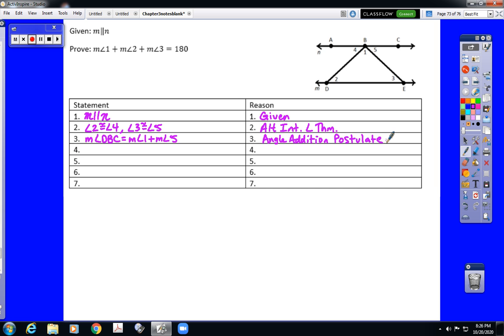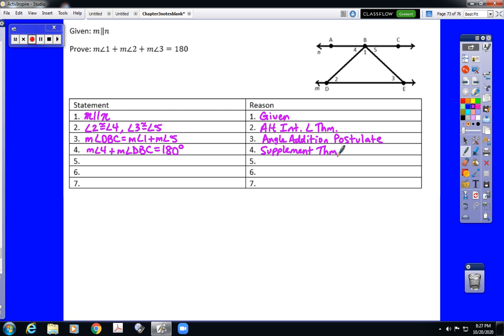So in this case, we could say the measure of angle DBC is equal to the measure of angle 1 plus the measure of angle 5. DBC is this big angle right here. Notice how that's a combination of angles 1 and 5. Now if we look closely, angle DBC and angle 4 form a linear pair. So we can state that the measure of angle 4 plus the measure of angle DBC must be 180 degrees because the supplement theorem says that all linear pairs, no matter how ugly, always add up to 180 degrees.